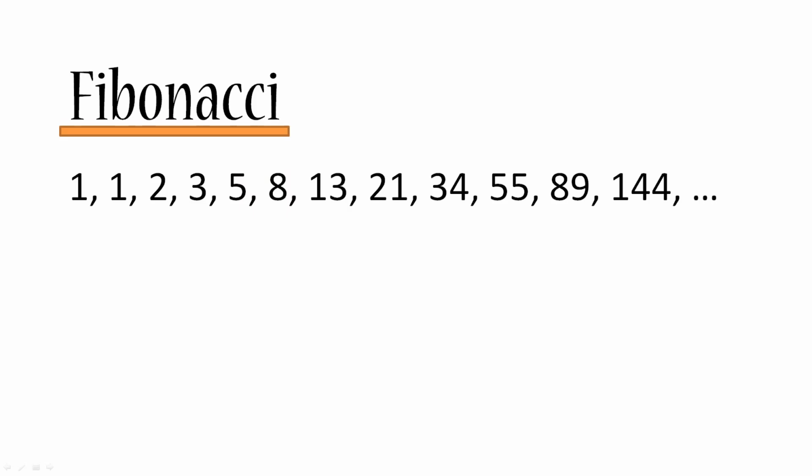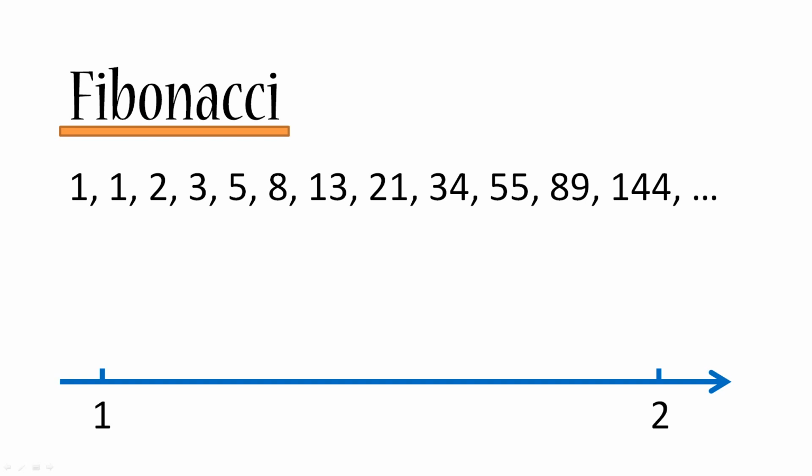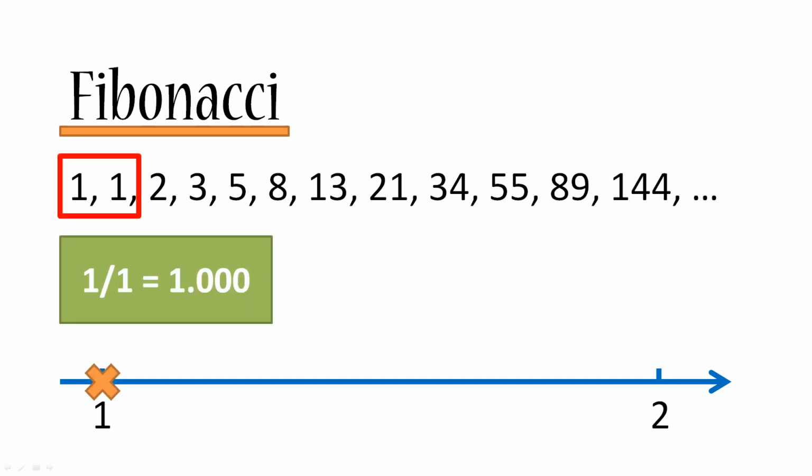So what's so great about this Fibonacci sequence that makes it famous? Well, I'll show you right now. Let's quickly plot the number 1 and number 2 on a horizontal axis. Now we're going to go through the sequence, take every number and divide it by the previous number in the sequence, and plot our answer on the same axis. So 1 divided by 1 is equal to 1. We've plotted it with an orange cross.